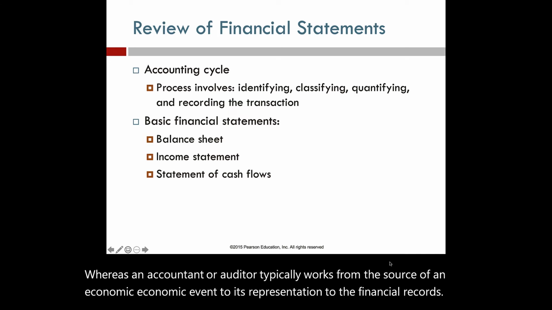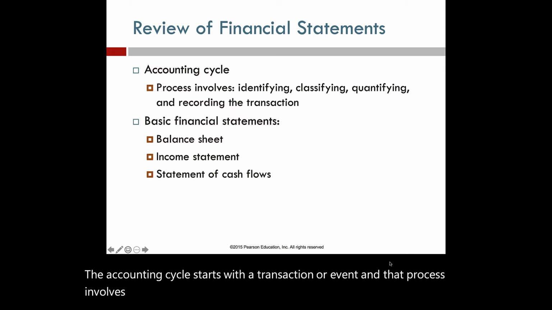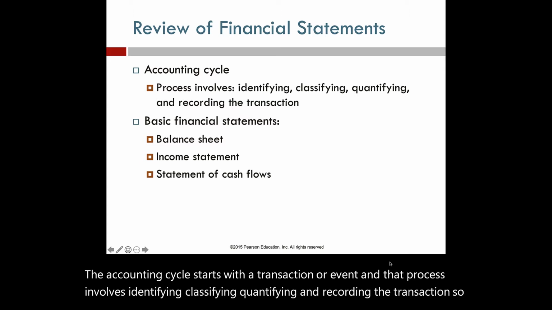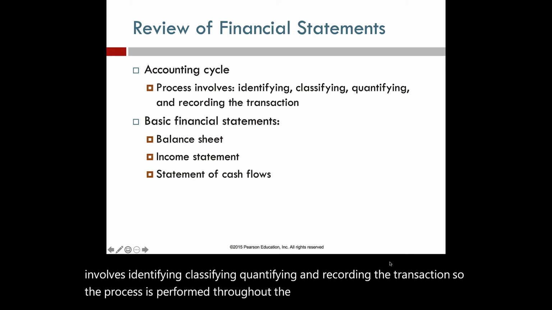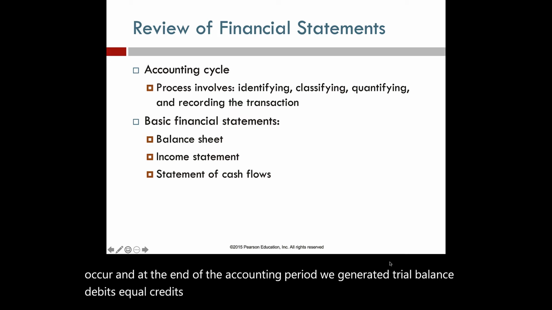The accounting cycle starts with a transaction or an event, and that process involves identifying, classifying, quantifying, and recording the transaction. So the process is performed throughout the accounting period as transactions occur. And at the end of the accounting period, we generate a trial balance, debits equal credits, corrections are made such as adjusting entries, and the financial statements are prepared.